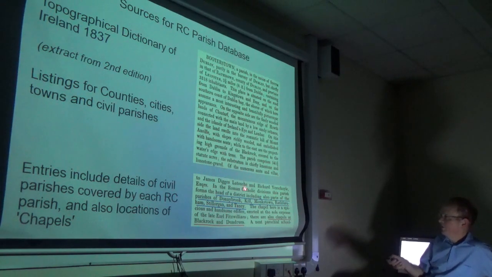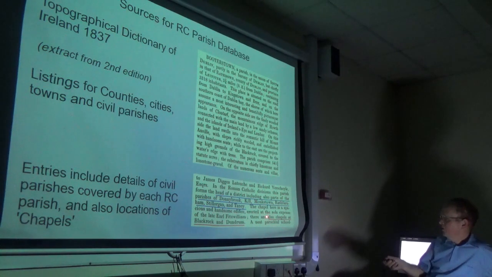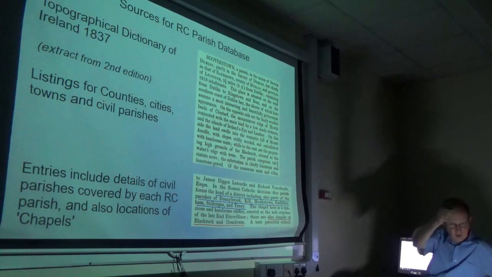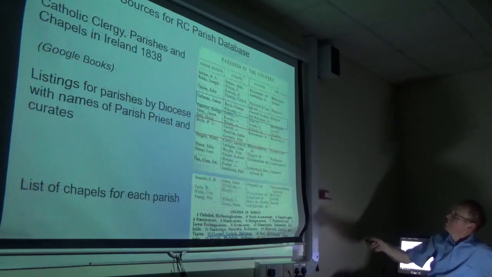This parish forms the head of a district, including also parts of the parish, that means civil parishes, of Donnybrook, Kill, Monkstown, Rathfarnham, Sluggan and Taney. So we know which civil parishes are now involved in Blackrock, in Booterstown. And it also says there are chapels at Blackrock and Dundrum also. So there's a chapel in Booterstown and Blackrock and Dundrum. Parishes were much bigger then. Booterstown, Blackrock, Dundrum was all one big parish.